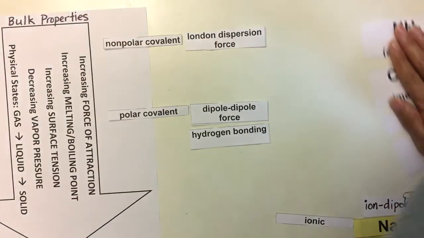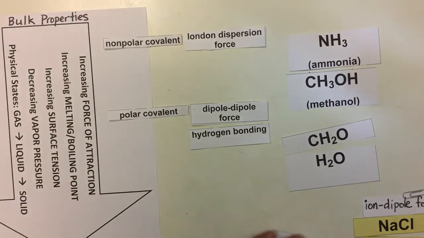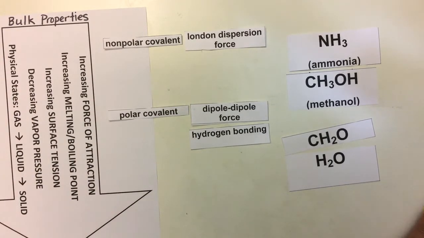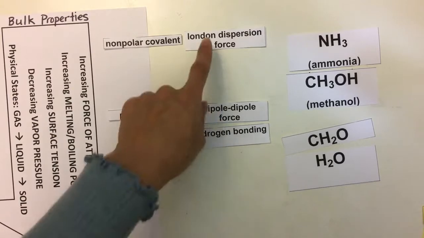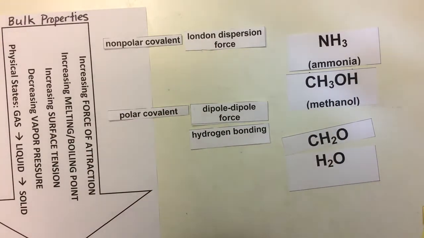So now I'm going to switch it out, and I have these substances. Now to rank them in order of increasing melting point or increasing surface area or decreasing vapor pressure, we are going to need to find out what kind of intermolecular force these substances have. So I really have to target this. They're all covalent because they're nonmetals bonded together.